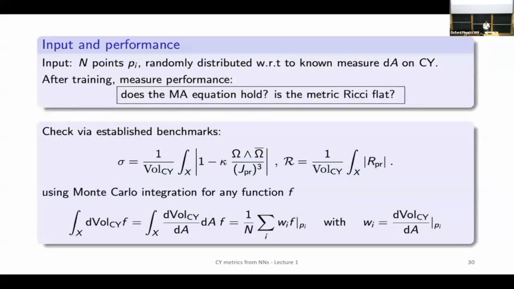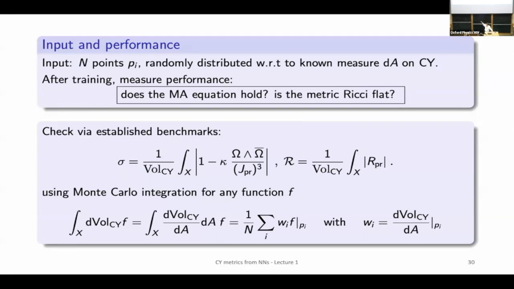There are established benchmarks for this, developed for these other numerical methods. So it's good to stay with the same kind of measures. One is known as the sigma measure, and it's basically just checking whether the Monge-Ampere equation holds, and in particular whether these two volume forms are the same, and then taking the integral of that. So this is exactly the Monge-Ampere functional that James had.